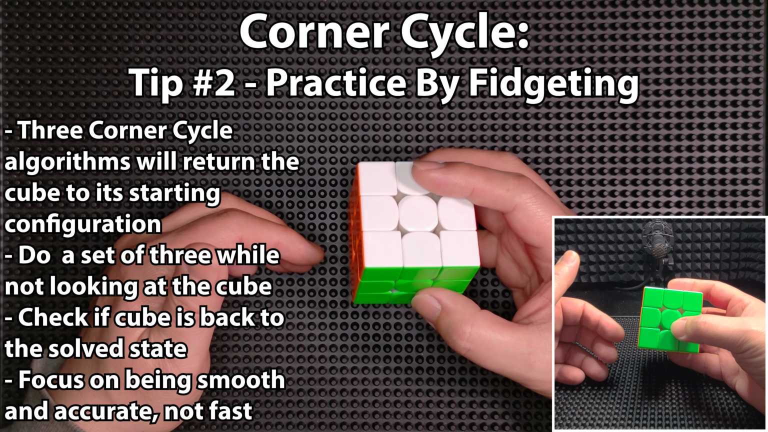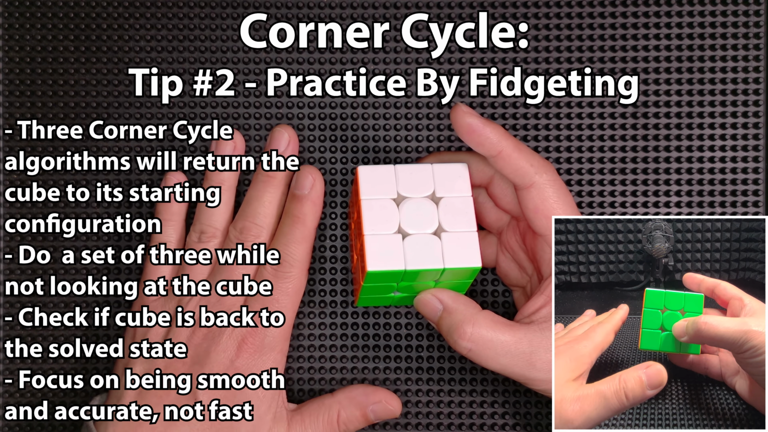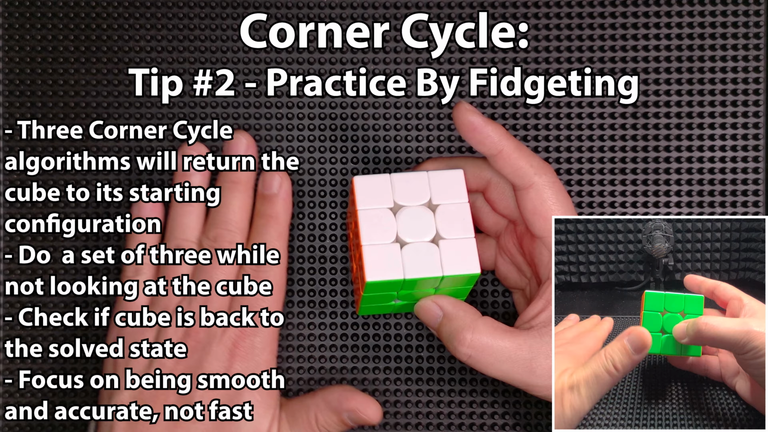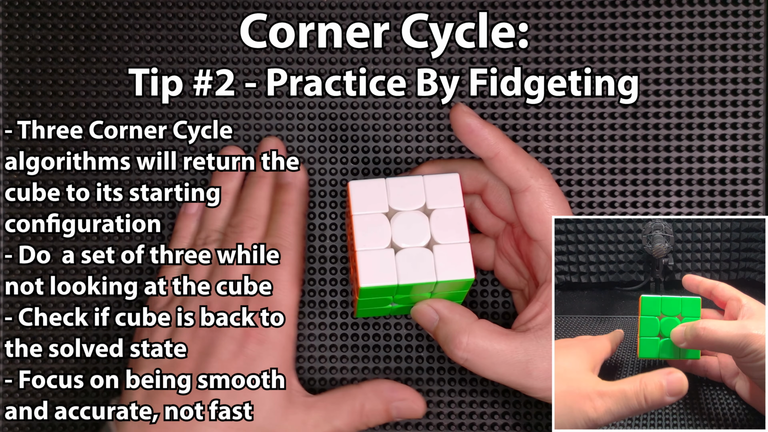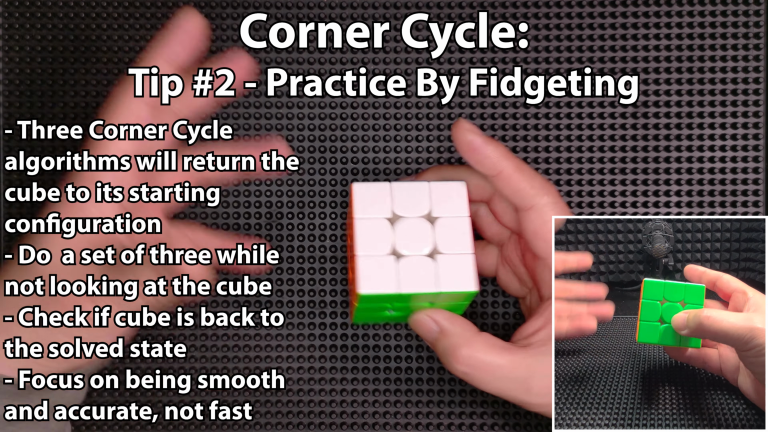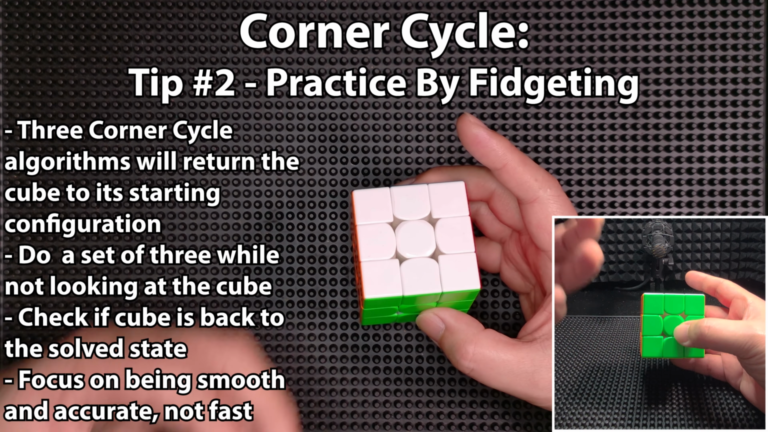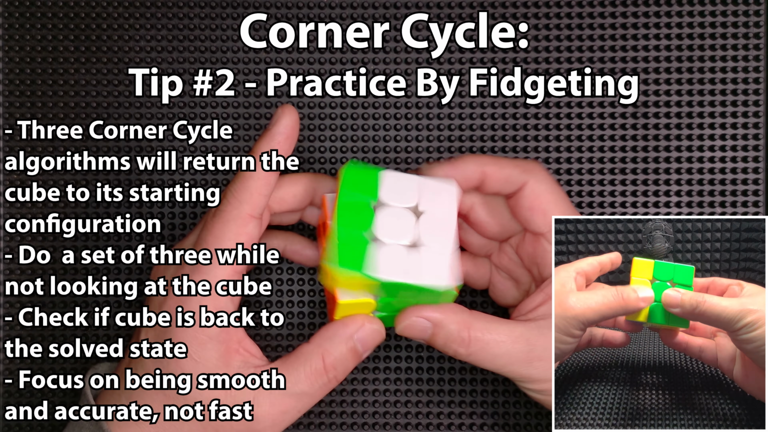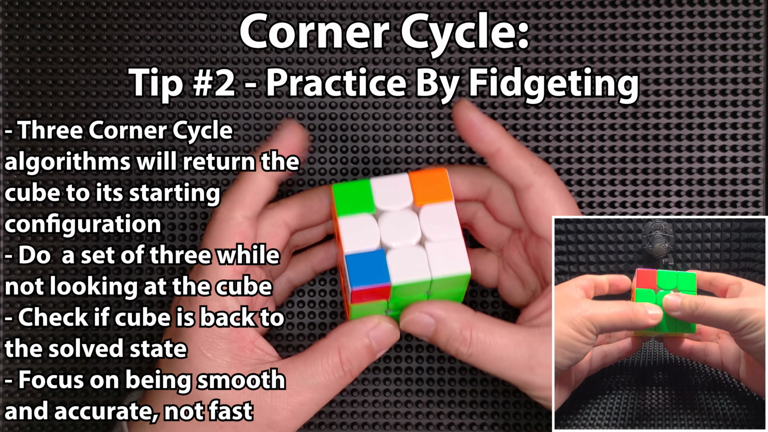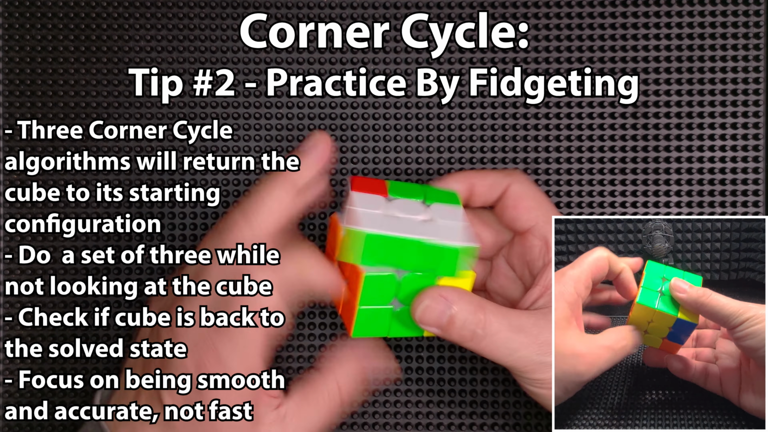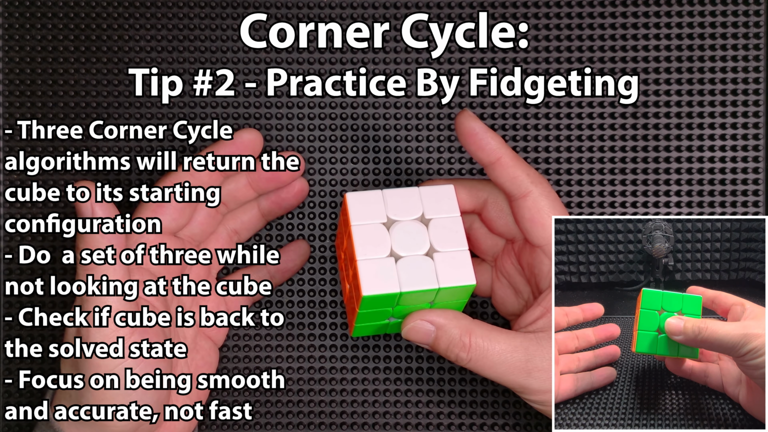Go slow. Slow is smooth. Focus on being smooth and accurate. So slow is smooth and smooth is fast. The speed comes down the road as you get this algorithm under your fingers in a very smooth, accurate way. So focus on going as slow as you need to go in order to be smooth and accurate.